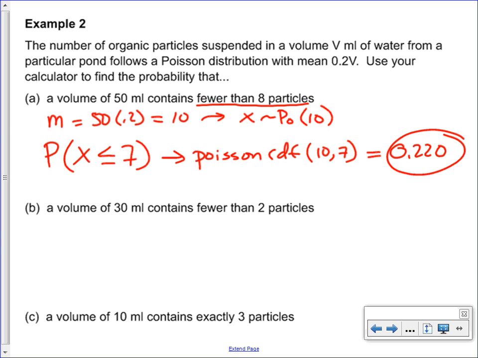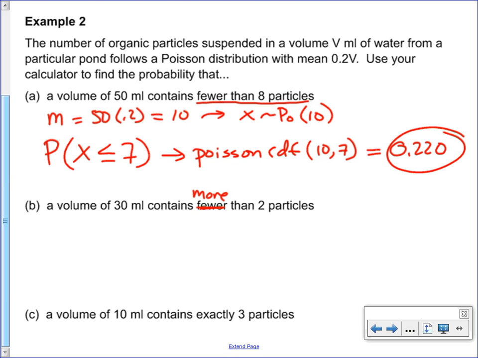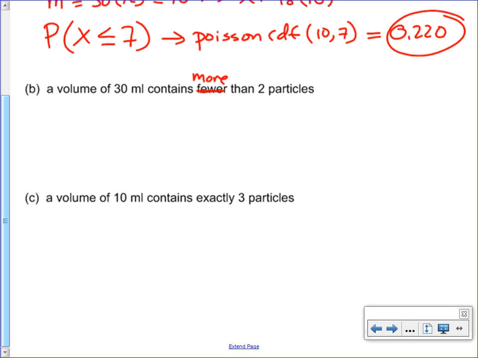Okay. Here we go. I want to change this one because we did a fewer one. Let's change it to more. First of all, this needs a mean. So our mean is going to be 30 times 0.2, which is 6, which means x is a Poisson distribution with a mean of 6.